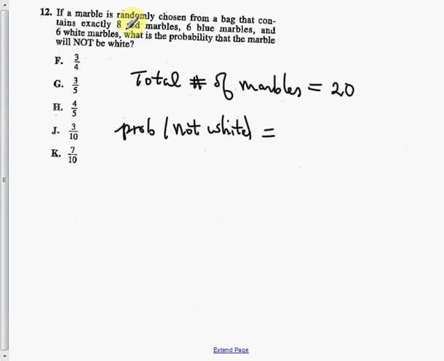is equal to, add up what's not white. What's not white would be the 8 red marbles, and here the 12 blue marbles. So you get 6 plus 8, you get 14, all over the total number of marbles, 20. So you get 7 over 10.